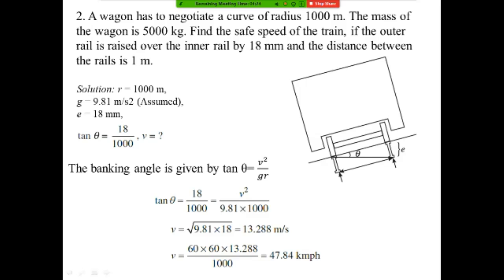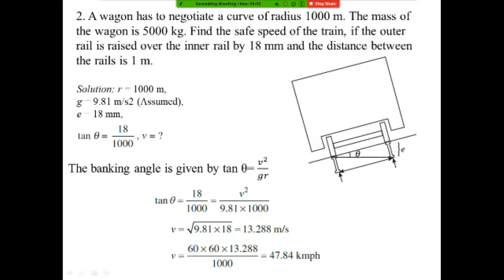What is that 60 into 60? This is converted into kilometer per hour. It is in meter per second now. Converted into hour means it is divided by 60 by 60. The denominator goes to the numerator, that is 60 into 60.